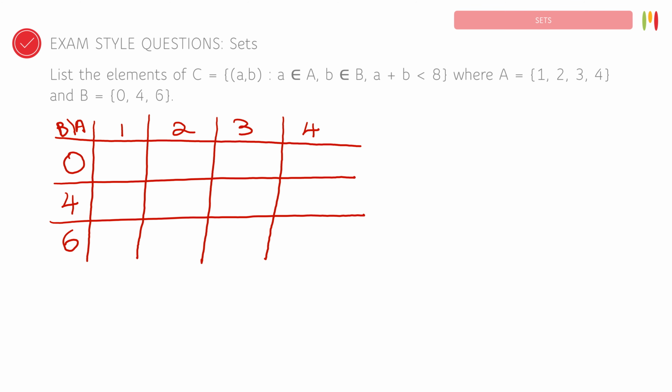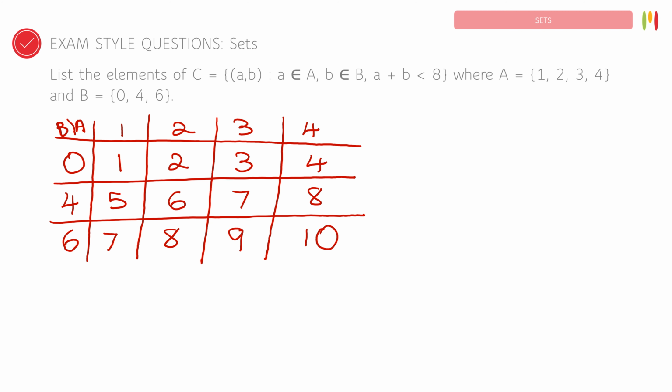So we can do 1 plus 0 is equal to 1. 2 plus 0 is equal to 2. 3 plus 0 is 3. And 4 plus 0 is 4. Now let's do the next row. So we have 5, 6, 7, and 8. In the last row we have 7, 8, 9, and 10.